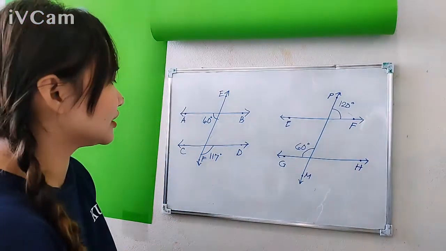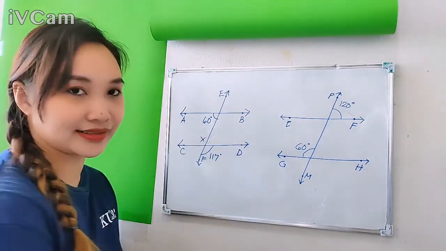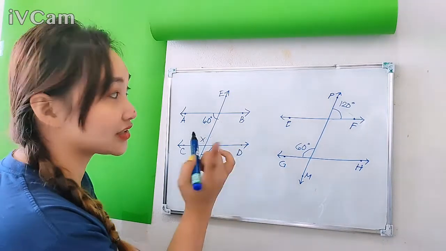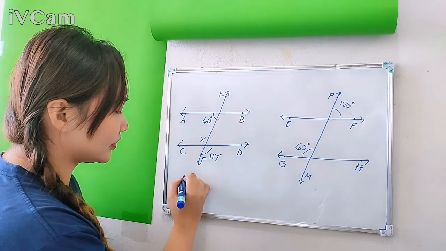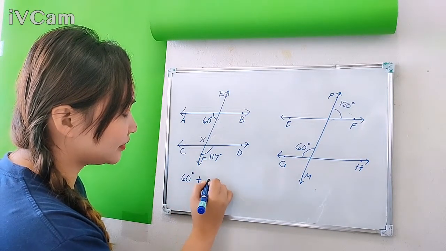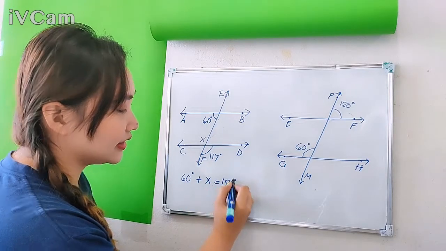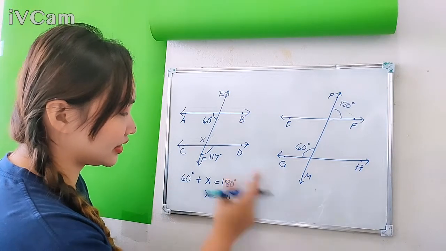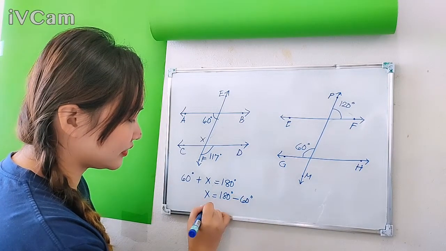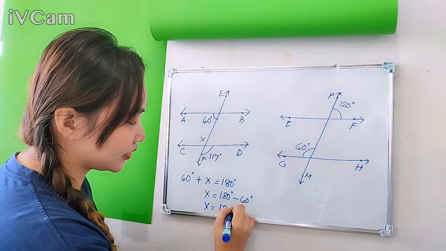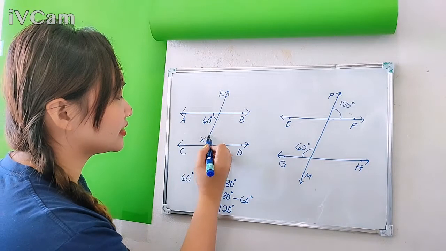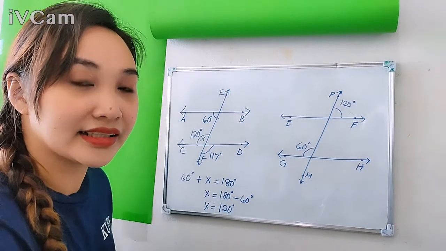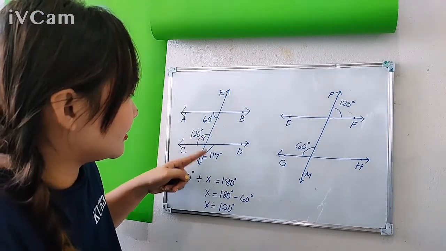Okay, let's check. Let's try to find this one first. So that is 60, and that is a consecutive angle. So we have here 60 degrees plus x is equal to 180 degrees. Move the 60 to the other side, that is minus 60 degrees. So x is equal to 120 degrees.